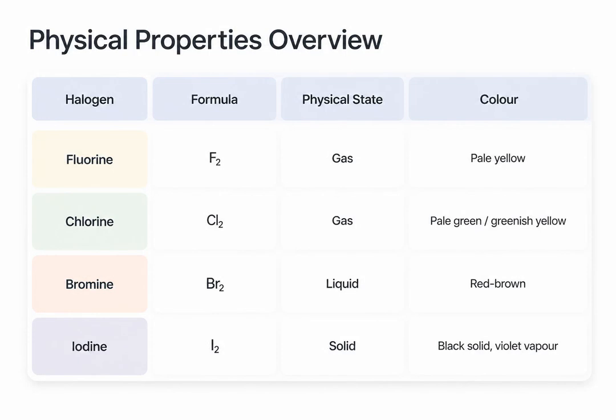Let's start by looking at the basic physical properties of the halogens at room temperature. Notice the distinct progression. Fluorine is a pale yellow gas, chlorine is a pale green gas, bromine is a dense red-brown liquid, and iodine is a black solid that gives off a beautiful violet vapor. This variation in physical state is a classic periodic trend.